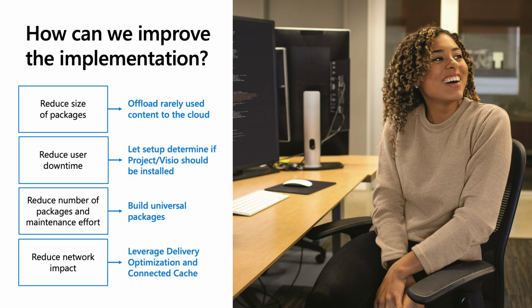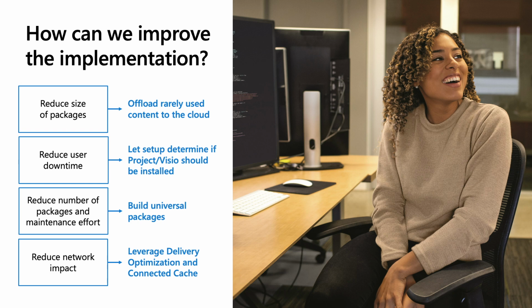So let's have a look at how we can improve the implementation. How can we resolve these challenges? So first of all, we would like to bring down the size of the packages. 8 GB is pretty big. So you're using a cloud product. Why can't we offload at least some of the content distribution to the Office CDN? So your config manager is still in control, but why not offload content to the Office CDN to reduce the package size? Why do we have to run the setup 3 times when we want to install Office, Visio, Project?